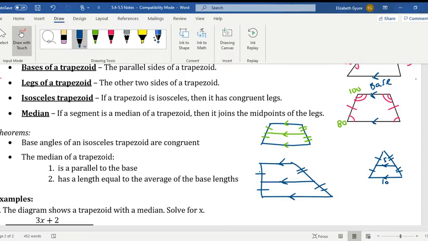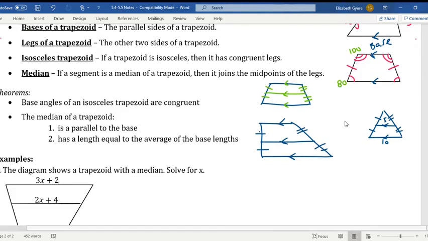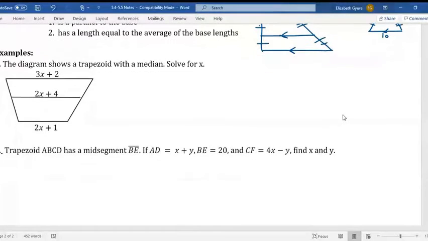Yeah, it should be. That'll be easy to do when you're given like nice whole numbers. More challenging to deal with if I'm giving you like expressions and stuff. But yeah, you're basically finding the middle, right? So like if your base has a length of 10 and your other base has a length of 12, it's 11. Yeah. All right, so let's look at a few examples then.